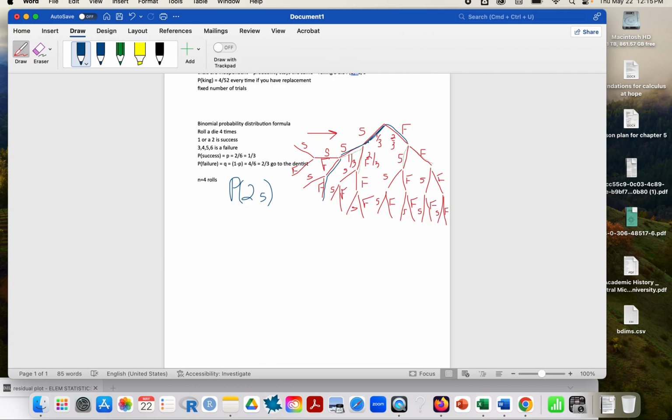Now, success, failure, success, failure. That's another path that has 2 successes. Success, failure, failure, success. That's another path that has 2 successes. Failure, success, success, failure. That has 2 successes. Failure, success, failure, success. That has 2. Failure, failure, success, success. And all the rest of them have some other combination.